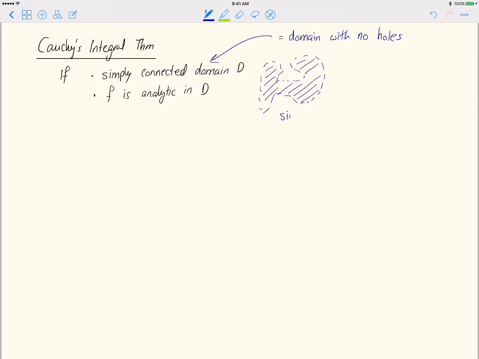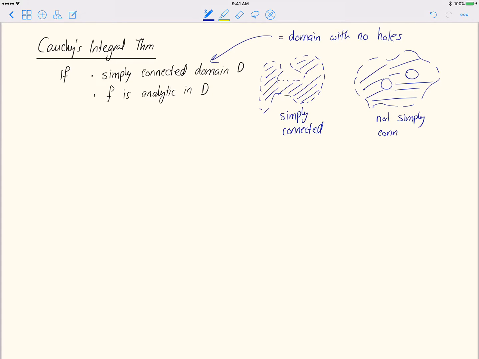This would be a simply connected domain, because as you can see, it has no holes in it. But if I draw something like this, right, then this one here is obviously not simply connected. So I think that's the best way to think of it for now. A simply connected domain is a domain with no holes. Anyway, back to the theorem.